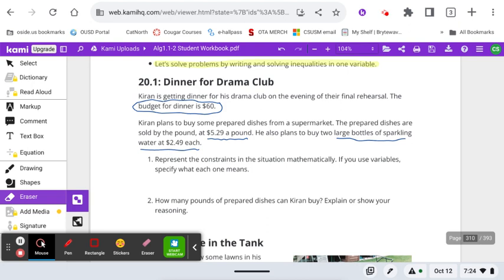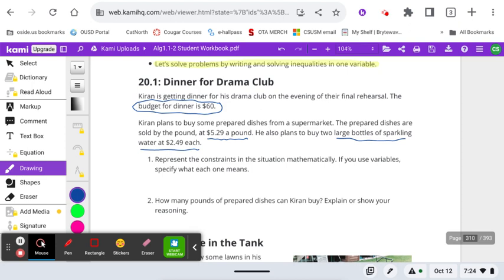Kieran plans to buy some prepared dishes from a supermarket. The prepared dishes are sold by the pound at $5.29 a pound, and he's also going to buy 2 large bottles of sparkling water at $2.49 each. Go ahead and pause the video here. Try to pick some variables to work for this. Define those variables, and then write an equation or inequality that works for this constraint.